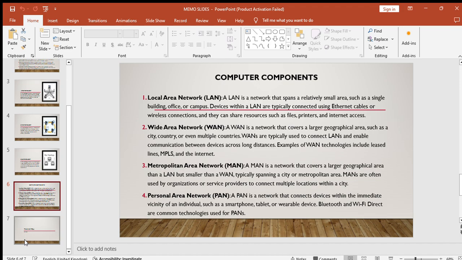We have the third computer component being Metropolitan Area Network, that's MAN. A MAN is a network that covers a larger geographical area than a LAN, but smaller than a WAN, typically spanning a city or metropolitan area. MANs are often used by organizations or service providers to connect multiple locations within a city. The fourth computer component is the Personal Area Network, PAN. A PAN is a network that connects devices within the immediate vicinity of an individual, such as a smartphone, tablet, or wearable device. Bluetooth and Wi-Fi Direct are common technologies used for PANs.